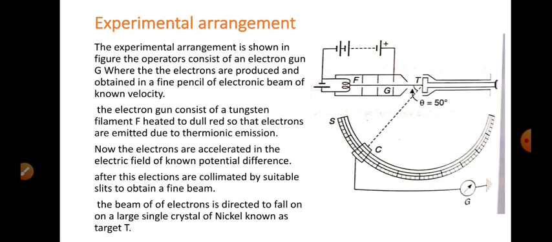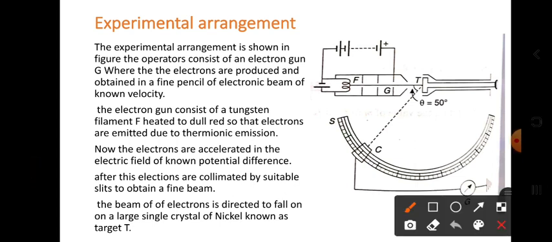Now today's topic is Davisson and Germer's electron diffraction experiment. See the experimental arrangement, consisting of a diagram. See the first point. The experimental arrangement is shown in the figure, right?